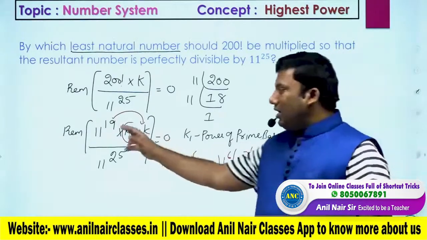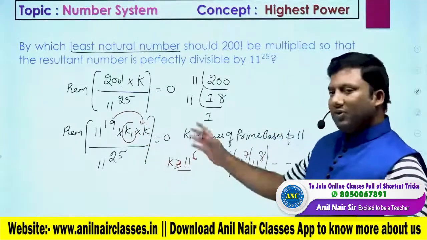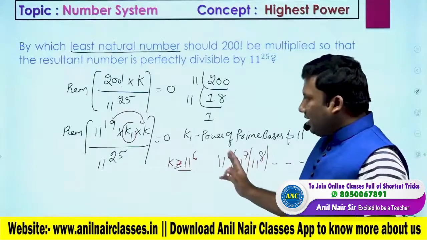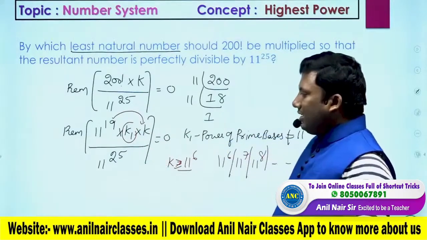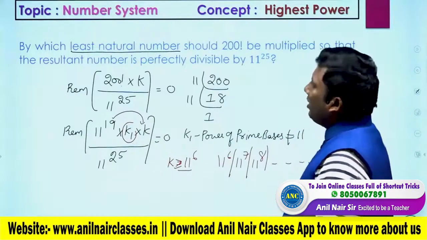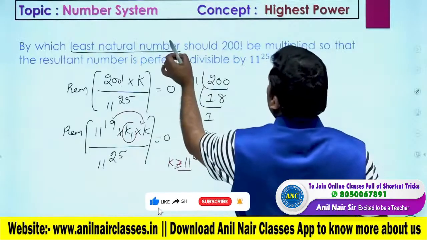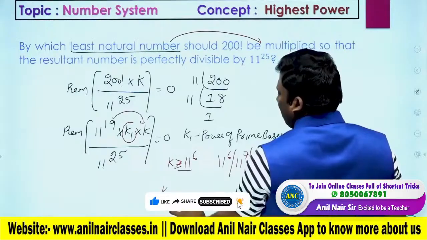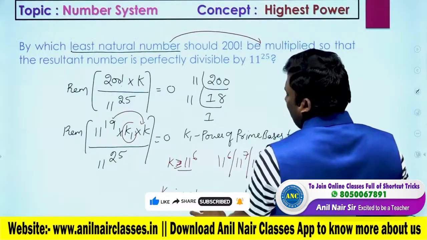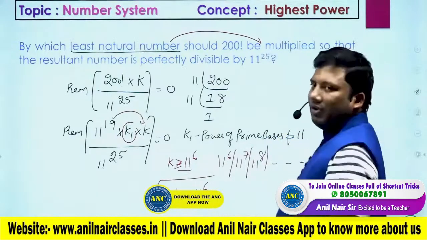11 power 19 into 11 power 6 is 11 power 25, divided by 11 power 25, remainder is 0. 11 power 7 gives 11 power 26, which is also divided by 11 power 25. What is the question? By which least natural number should it be multiplied? What will be the K minimum value? K minimum value will be 11 power 6.